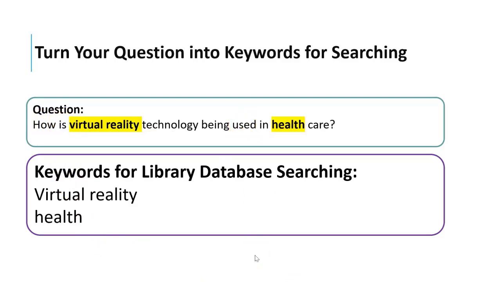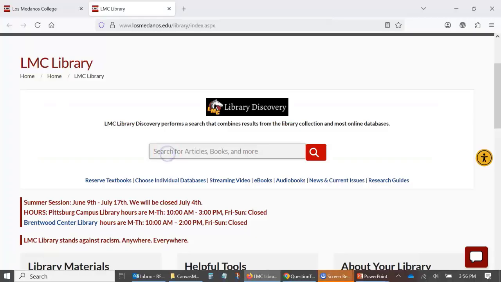So I pick out the terms virtual reality and health because I want to know what virtual reality is doing in the world of health. I don't even need the word technology because virtual reality is already a kind of technology. So my keywords will be virtual reality and health. I enter those keywords into the search box and hit enter or click the spyglass.